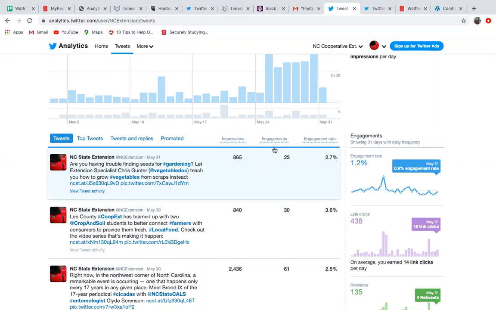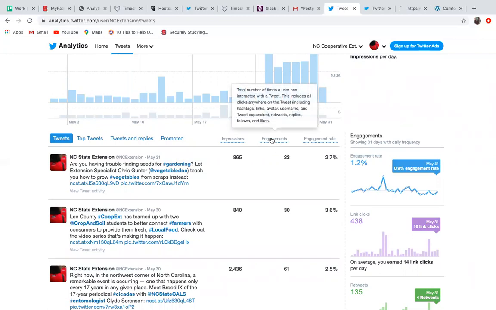So people who are interacting with your tweet, but something else that it also includes, which the social media hub at NC State doesn't really typically include when we think of engagements, is clicks. So that not only includes link clicks in your tweets, but if they just clicked anywhere on the tweet. So that includes clicking on hashtags, avatars, if they click to see more of the tweet. So that's something to make note of.